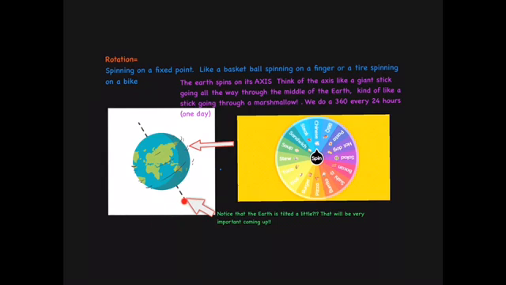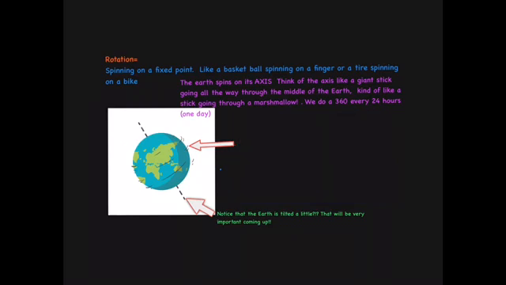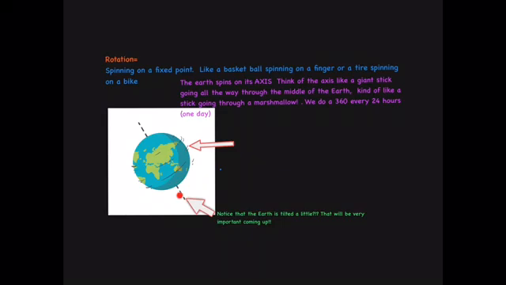And the axis is kind of like a stick that goes all the way through the Earth, through the bottom, and through the top. And of course, this gives us our South Pole and our North Pole. You can also think about this kind of like a stick when you put it through a marshmallow and you go to roast it on a campfire.